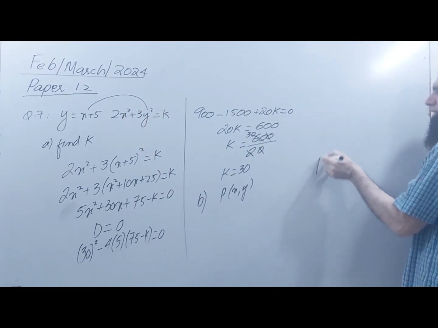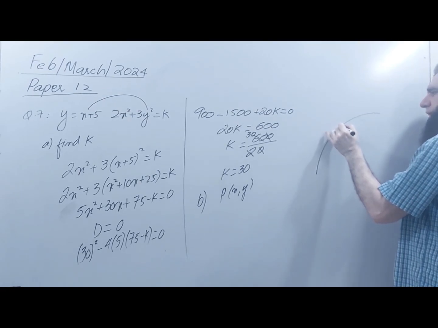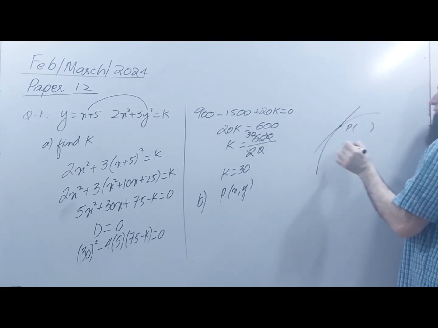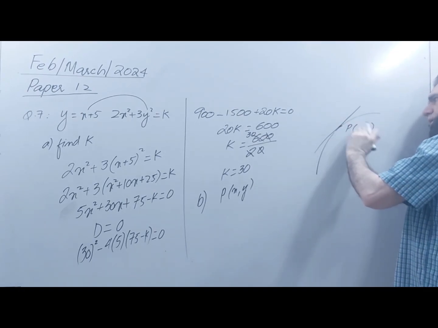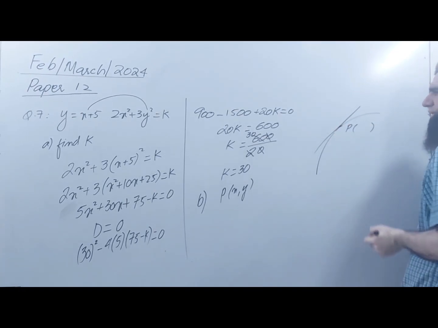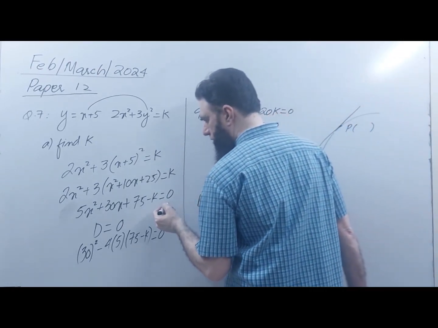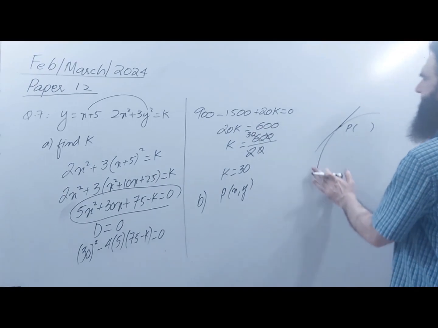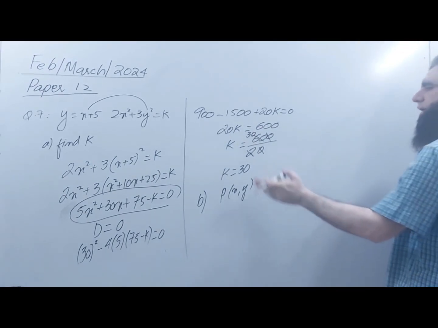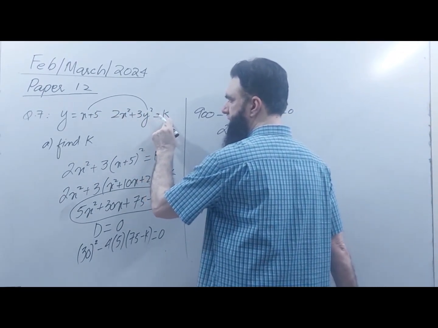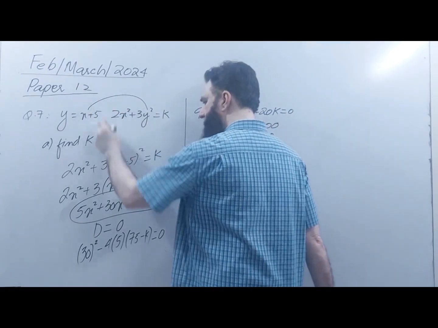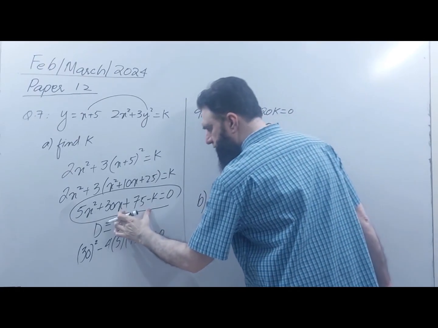So let's say this is the curve and this is the line. They are meeting at one point and we are looking for the coordinates of this. How do we solve it? We simultaneously solve these equations and find the coordinates. So we have already solved this simultaneous equation and we have reached here. So for part B, you don't have to solve the simultaneous equation again by putting k is equal to 30. You have already solved this.